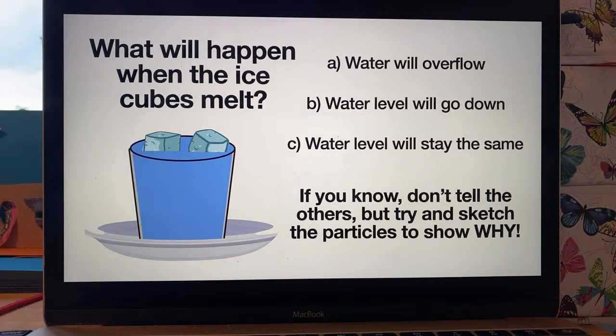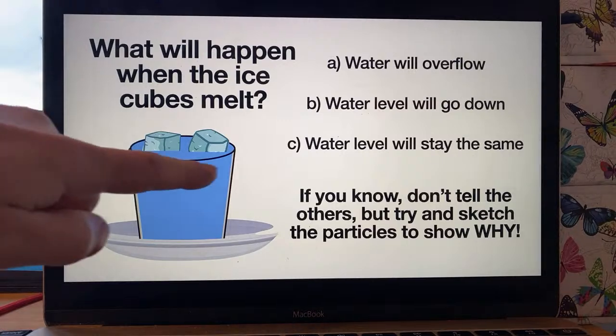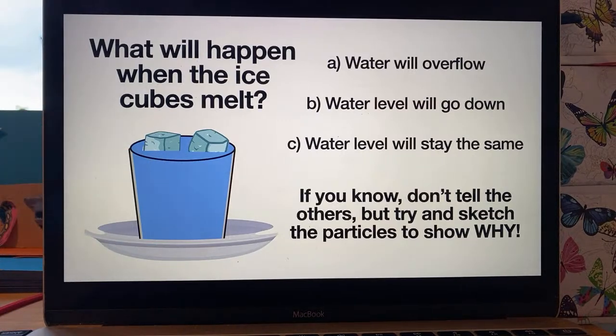Okay. So, is the water going to overflow when the ice cubes melt? Is the water level going to go down, so it looks like there's less water in the glass? Or will the water level just stay exactly the same? Just quickly answer that and then we can move on. So we'll just slowly let the ice melt throughout the course of the lesson and then we'll come back to it at the end.